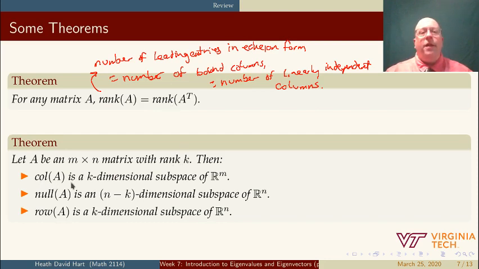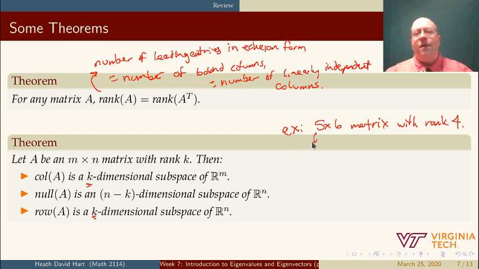And so the size of the column space and the size of the row space are linked together because they have the same number of linearly independent columns. Let's look at this theorem. If we have an m by n matrix with rank k, let me give you an example. We have a 5 by 6 matrix with rank 4. 5 by 6 means it's 5 rows, 6 columns.